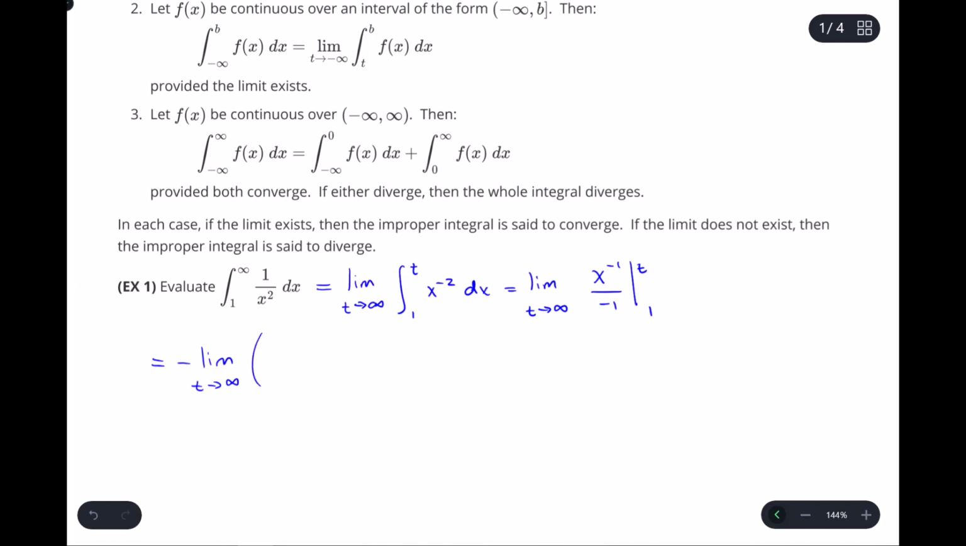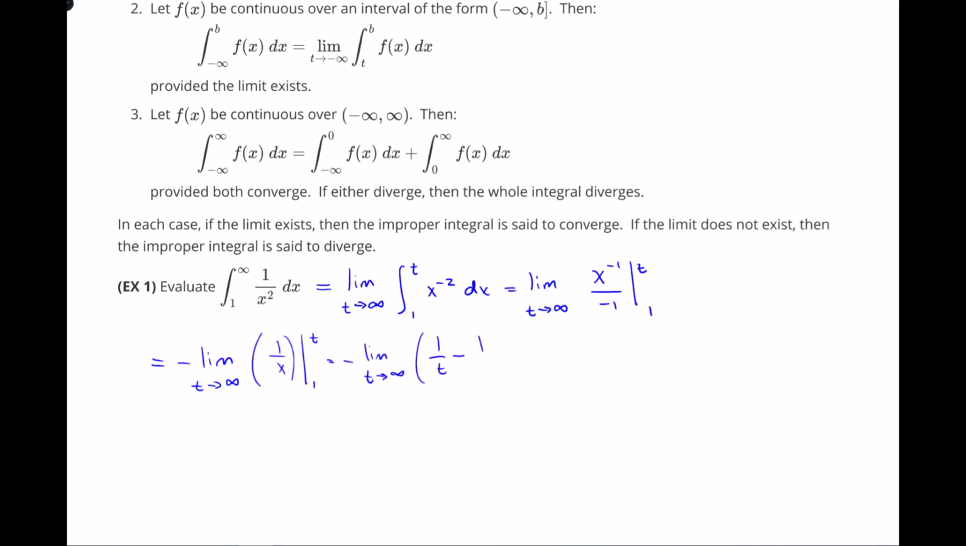All right, so this is just 1 over x, and I guess I'll take an extra step for that, just so you see exactly what I'm doing. So negative limit as t goes to infinity, and this would be 1 over t minus 1 over 1, which is just 1. I think I'll just write that as 1. And let's see what happens.